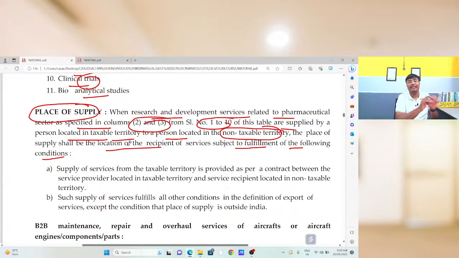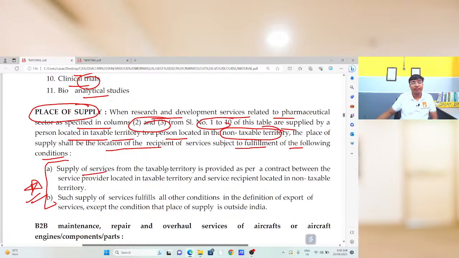In that case, the service provider is in India, that is taxable territory, and the buyer is outside India. If you follow these two mandatory conditions, the place of supply will be the location of the recipient, that is in non-taxable territory. So in that case the same is to be treated as export of service. These are very small points, very minor points, but their effects are really very huge and very effective from the point of view of revenue planning, taxation planning, GST implementation and compliances. So what are the two mandatory conditions?